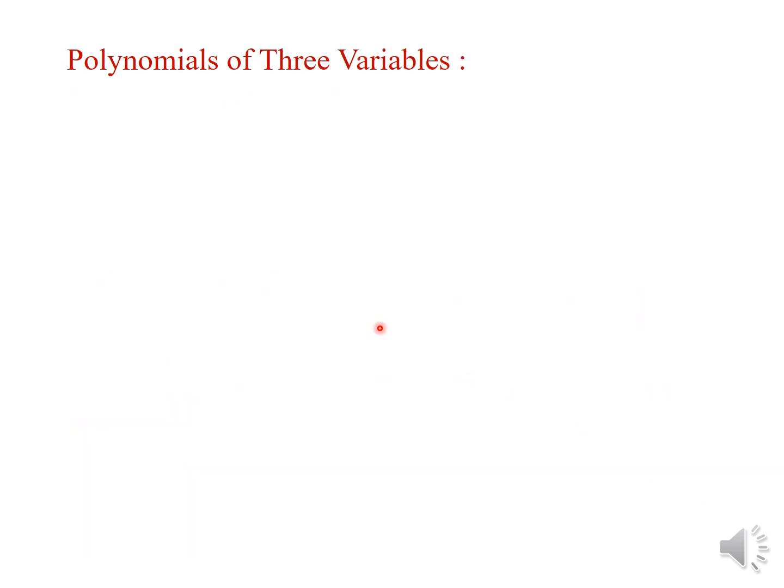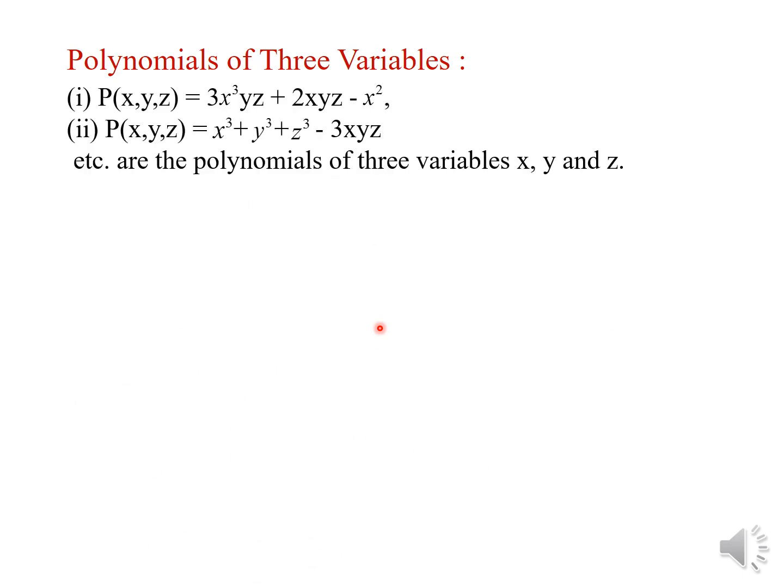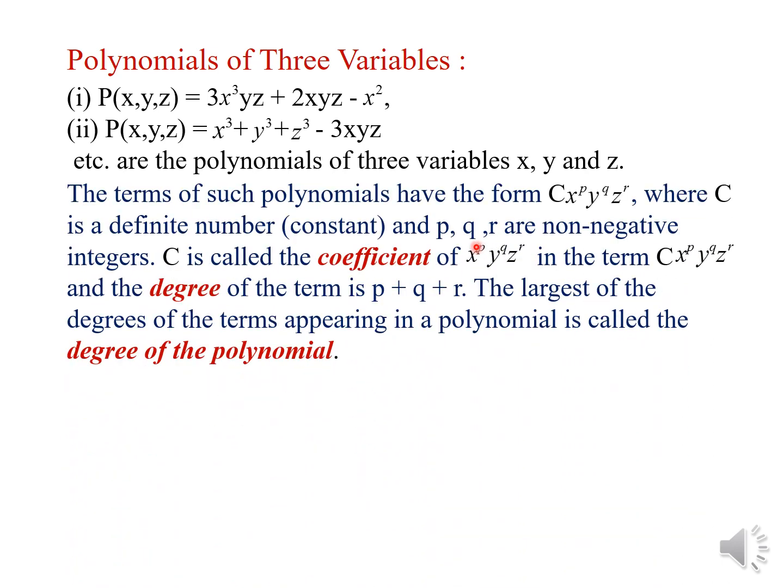Now we want to see what a polynomial of 3 variables is. You can see that there are two examples. In both examples there are 3 variables, x, y, and z. So these two are polynomials of 3 variables, x, y, and z.